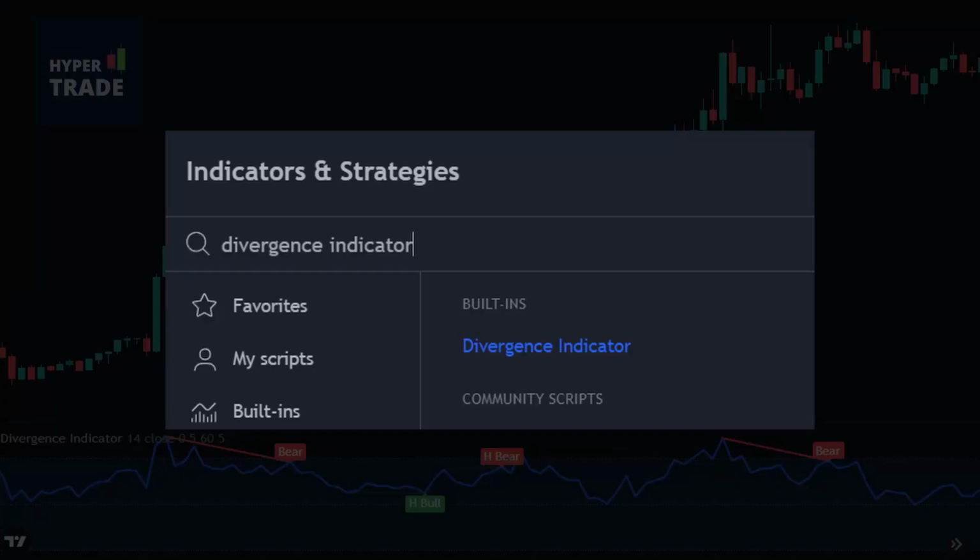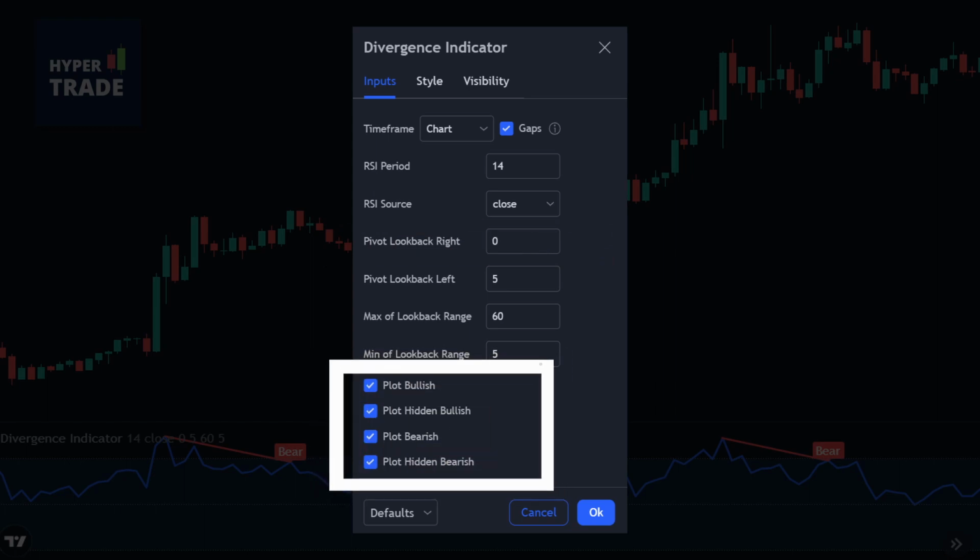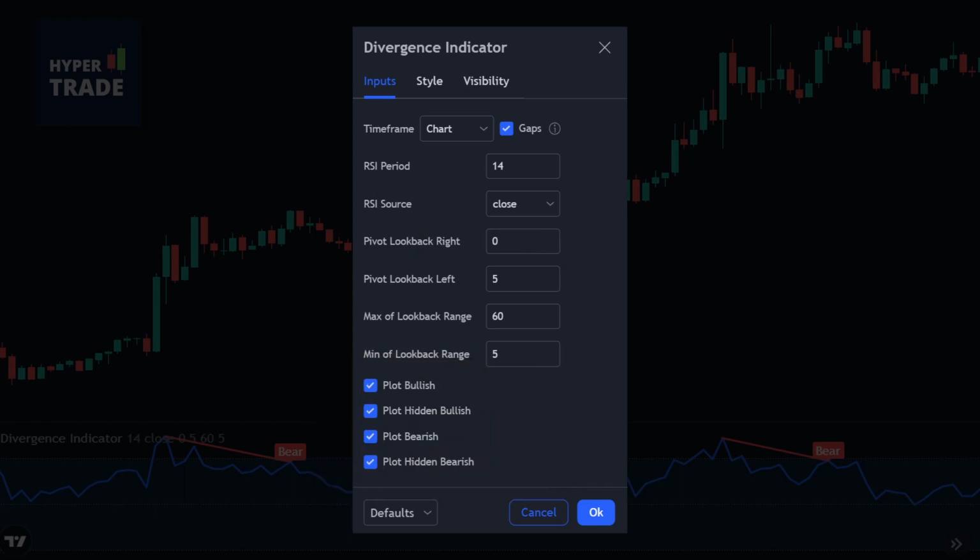Our second indicator is the Divergence Indicator. You can find the Divergence Indicator in the TradingView Indicators list. Add this indicator to your chart. This time we are using custom parameters. Please follow me. First, set the pivot lookback right to 0. Then make sure all of the 4 boxes here are checked. Now you are ready to go.